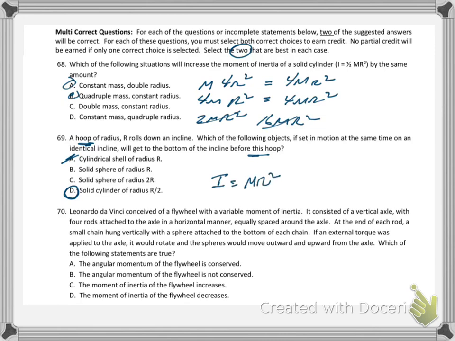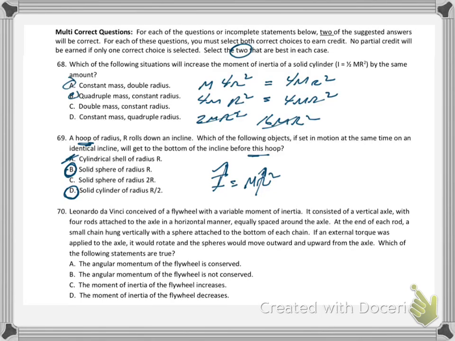So if we increase the radius, we're decreasing its moment of inertia. I'm sorry. If we increase the radius, we're increasing its moment of inertia, which would decrease its velocity. So we want one with the smallest radius. So B and D would be correct.